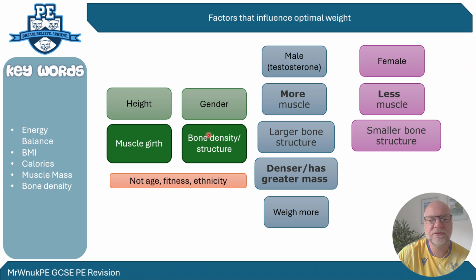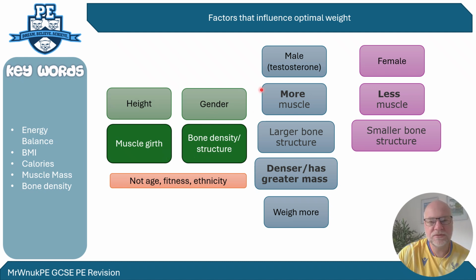Now I've highlighted these 2 slightly differently because they tend to be the easier ones to talk about, but you could bring in height as well. We'll talk about that in a few minutes. And they tend to have questions that compare males and females, so that's another way of looking at it. Don't go into the realm of age, fitness, or ethnicity. They aren't factors that affect your optimum body weight. So it's only height, gender, muscle girth, and bone structure.